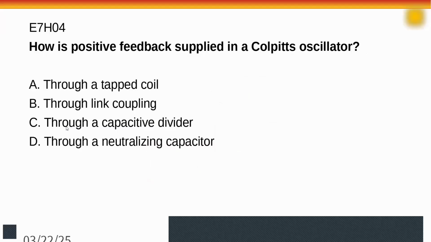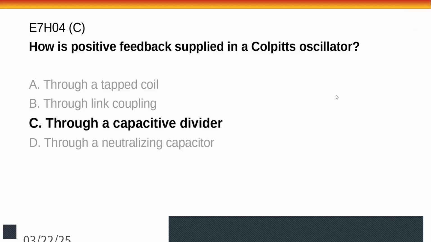So how is positive feedback supplied in a coal pit's oscillator? Charlie. Yeah. They couldn't say a tapped capacitor because they don't make those.